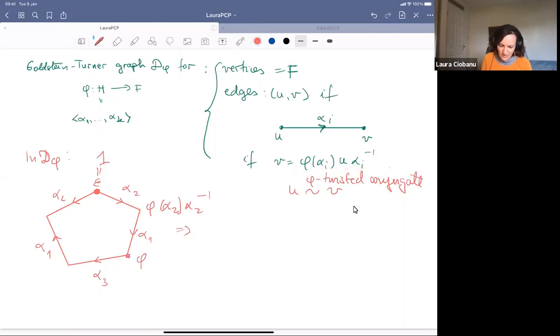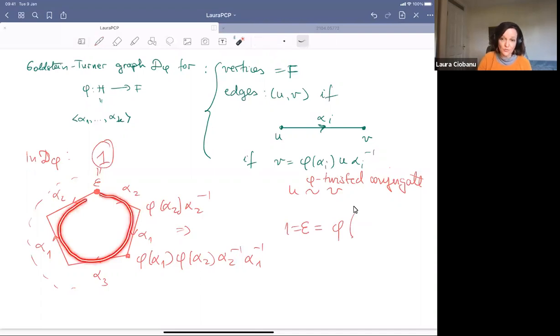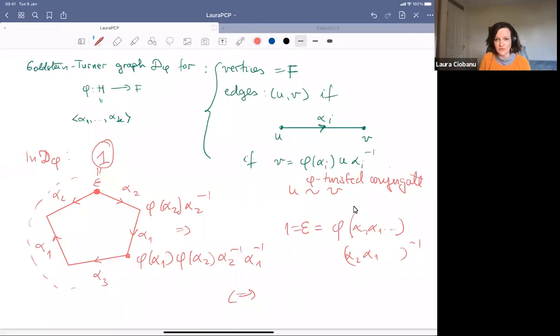It's going to be phi of alpha 1 and whatever we had before, and so on. As you go around, since this is a loop, what are you going to get at the end? You're going to get the empty word, or the identity, at the very end, which is phi of whatever label you had on the loop, alpha 2, alpha 1, it doesn't matter, your word, times exactly the same word inverse. And what does this mean? Well, this is equivalent, of course, to the word being a fixed point. So phi of alpha 2, alpha 1, alpha 3, alpha 1, alpha 2 inverse is the same thing. You notice that the loops in this graph are exactly the fixed points of the map you started with.